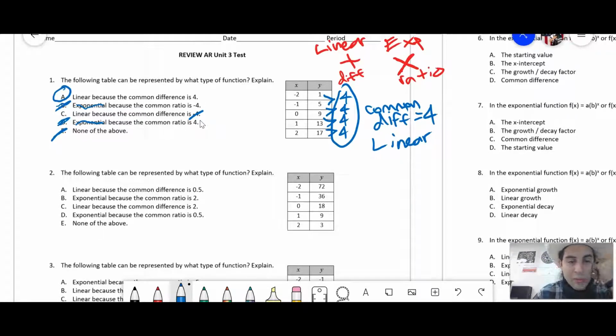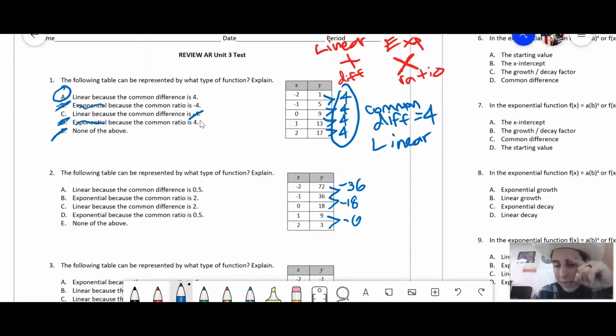Following table can be represented by what type of function? So once again, let's find these common differences and see if they're the same, okay? So 36 minus 72. Okay, you got a number minus a bigger number that's going to give you negative 36. Okay? And once again, let's subtract. 18 minus 36. Okay, that doesn't match. 3 minus 9, that doesn't match, okay?